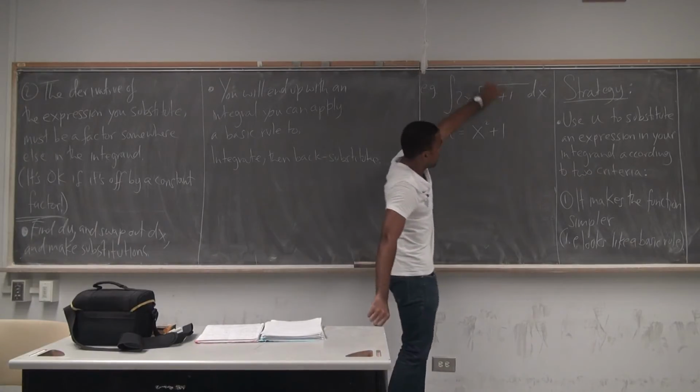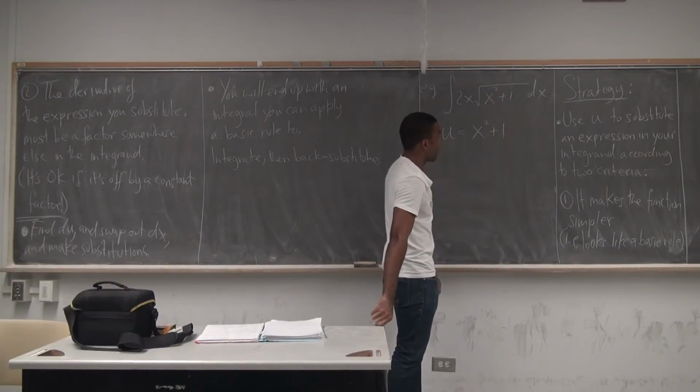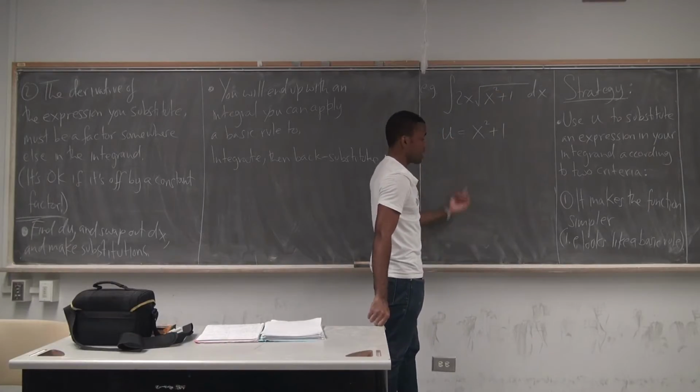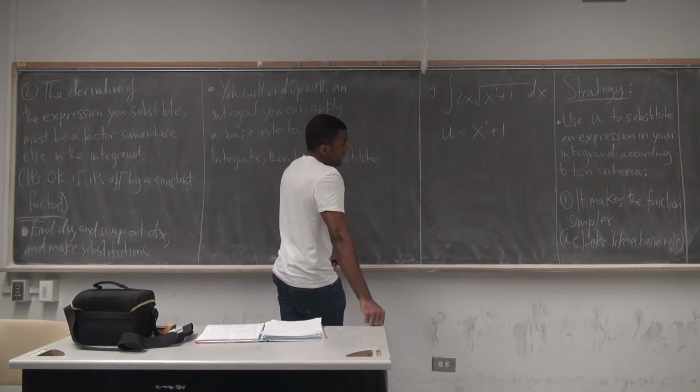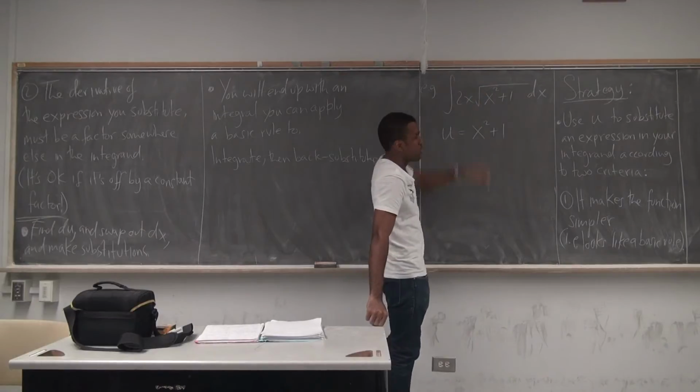So now I'm going to take the sum under the radical and turn it into a single variable, hopefully so I can do this kind of trick. That's the first thing. That will actually make the function a lot simpler, because I could just write that as u to the 1/2 power and do the power rule.